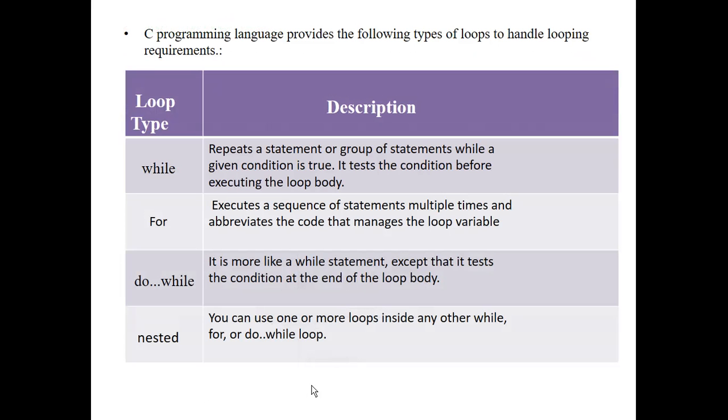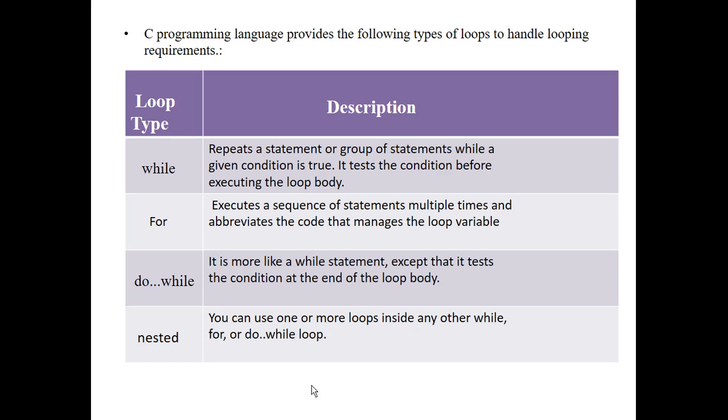Here we have four different types of control structures available. The first one is the while control structure, next is the for, next is the do while, and next is the nested. So what is the while control structure? Using the while control structure, we repeat a statement or group of statements while a given condition is true. We check the condition before executing the loop body. By using this control structure we write a condition, and based on it the loop executes continuously. First it checks the condition. If the condition is true, then the loop is executed. Otherwise the loop is not executed.